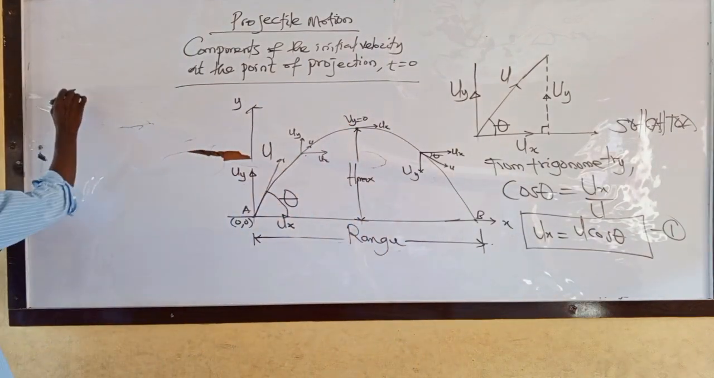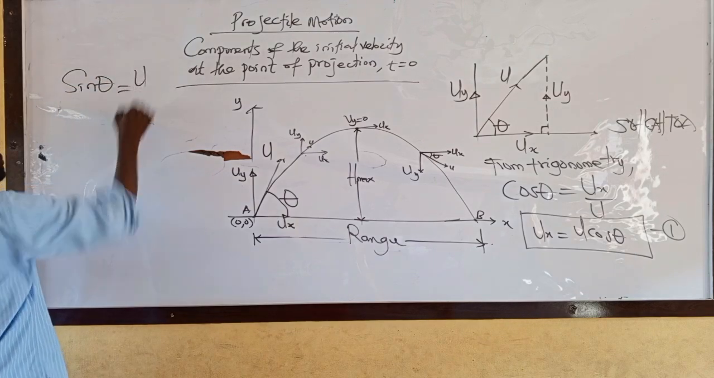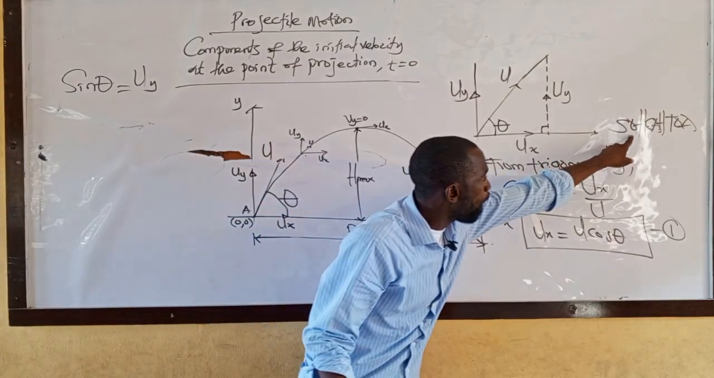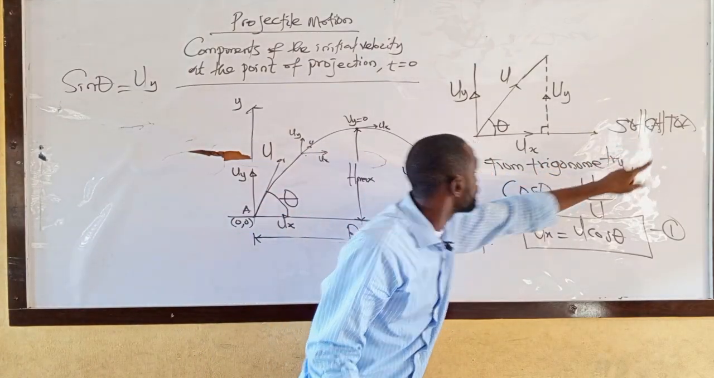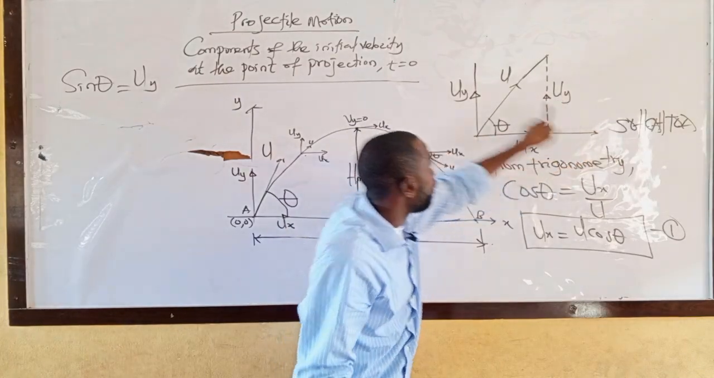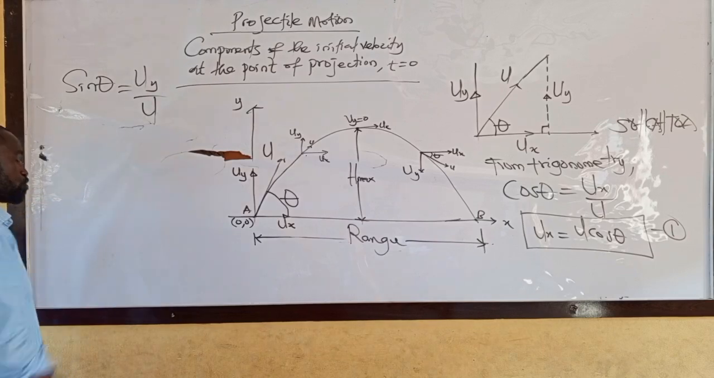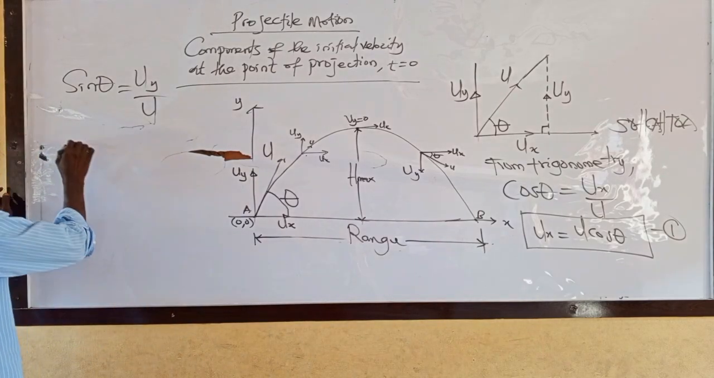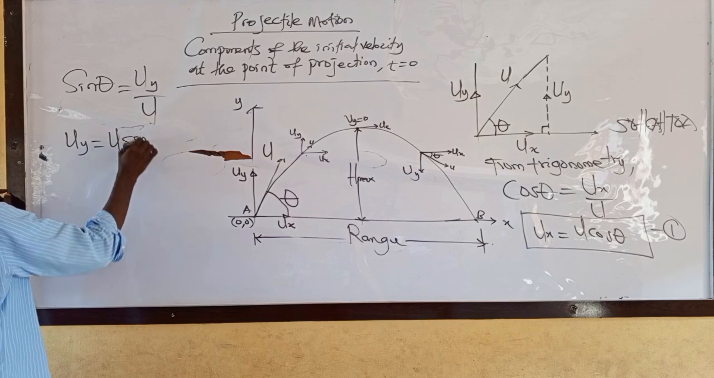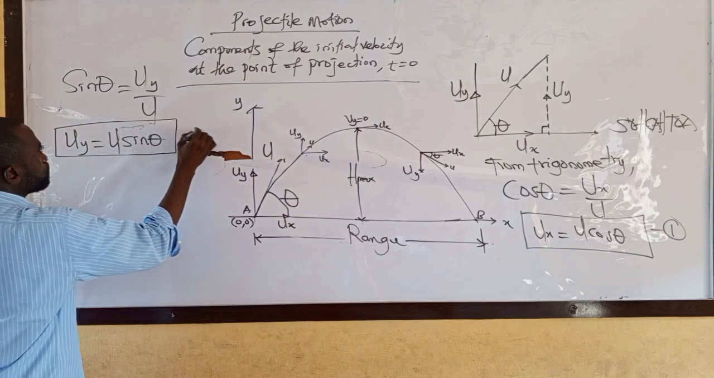Let's do the next one. Similarly, sin theta equals u of y over u. Sine is opposite over hypotenuse. The opposite is u of y and the hypotenuse is u. So we have sin theta equals u of y over u. Cross multiplying, u of y equals u sin theta. This is equation 2.